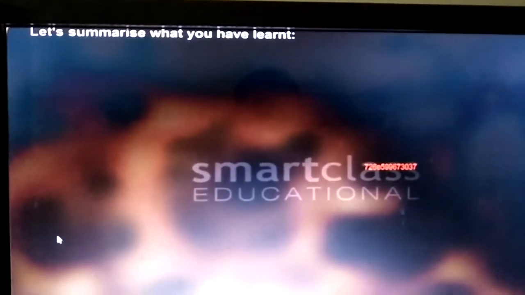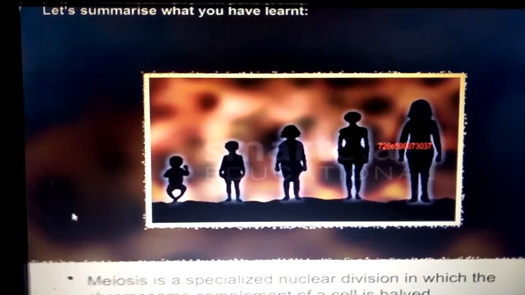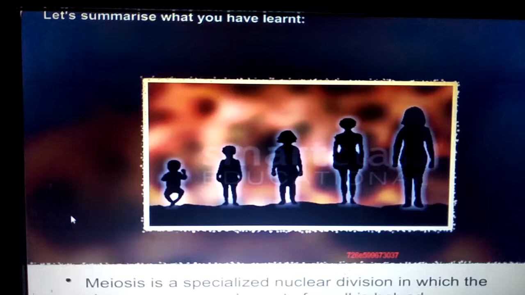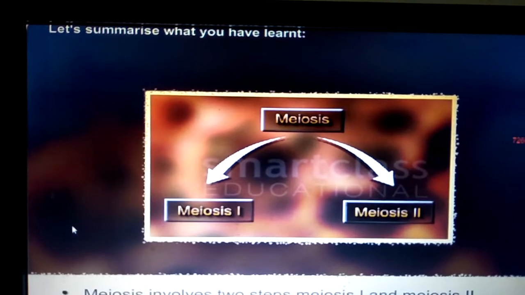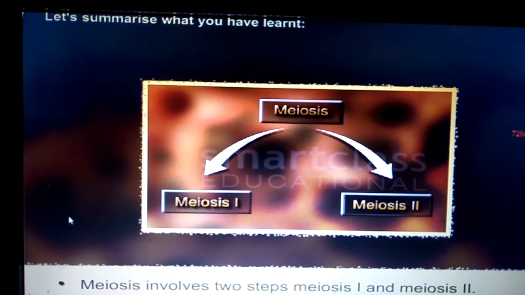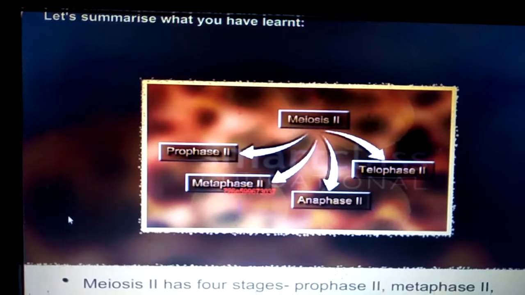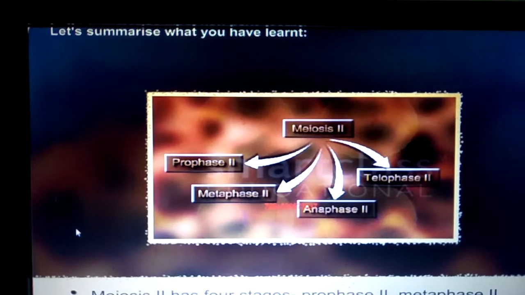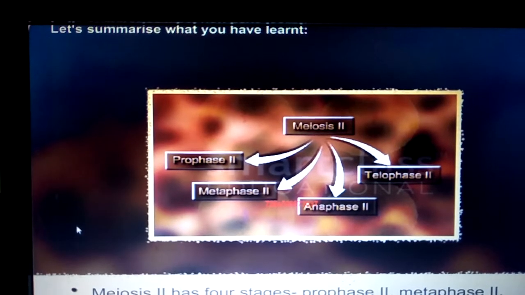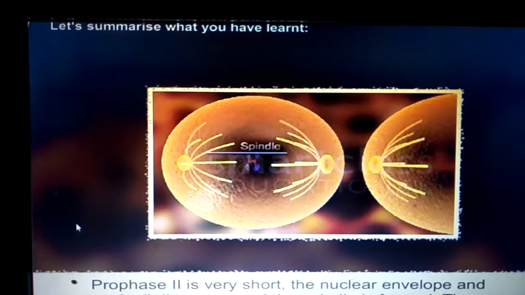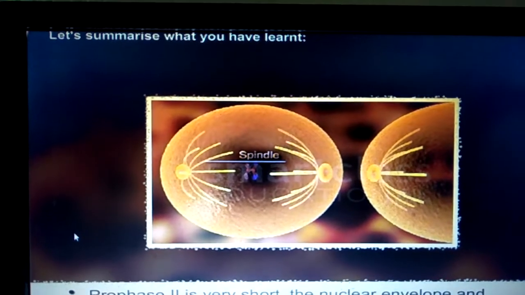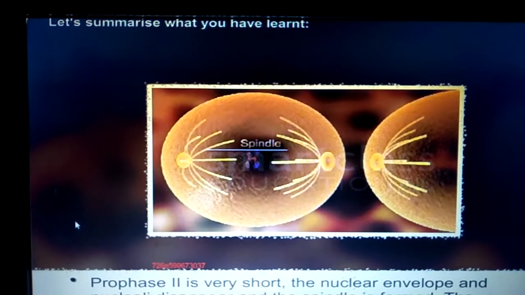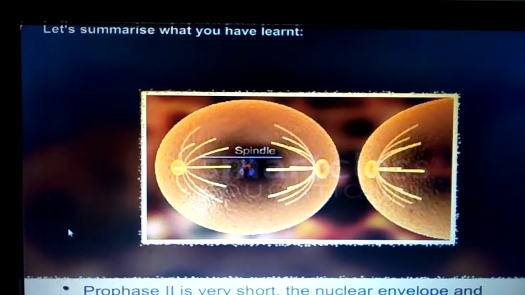Let's summarize what you have learned. Meiosis is a specialized nuclear division in which the chromosome complement of a cell is halved. Meiosis involves 2 steps, Meiosis I and Meiosis II. Meiosis II has 4 stages, prophase II, metaphase II, anaphase II, and telophase II. Prophase II is very short. The nuclear envelope and the nucleoli disappear, and the spindle is formed. The chromosomes recondense and are compact.